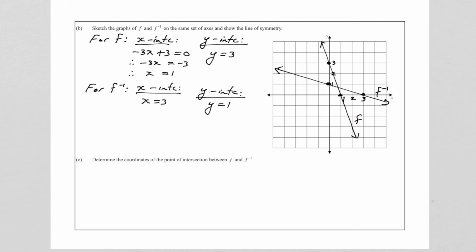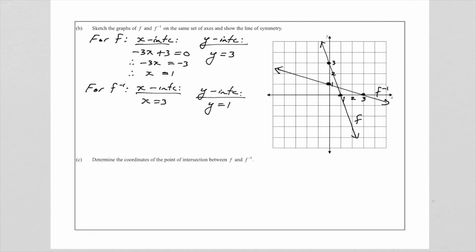They also ask us to show the line of symmetry. Now, the line of symmetry is the line y equal to x. And the reason why is because we swap x and y with inverse. So when we refer to inverse, it's exactly the same as to find the reflection in the line y equal to x. And that line will go right through the origin. It will intersect right where the 2 lines intersect, and it will go up here. And that is our line of symmetry, and the equation of that line is y equal to x.